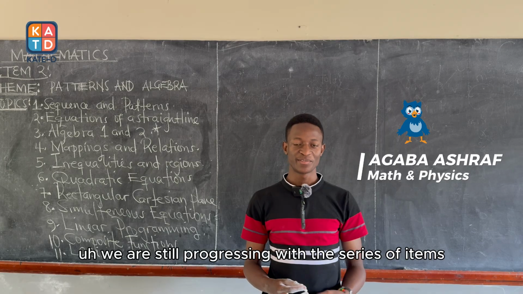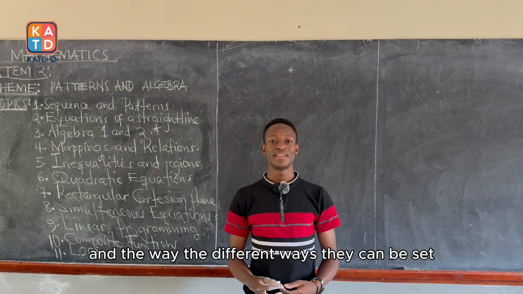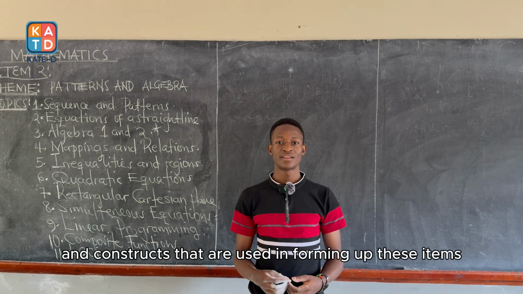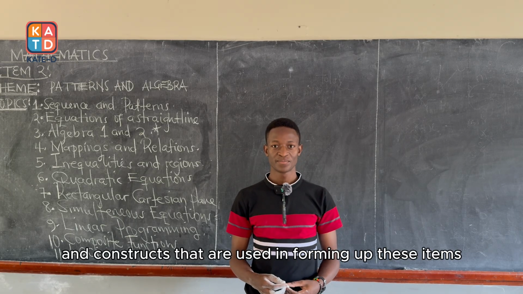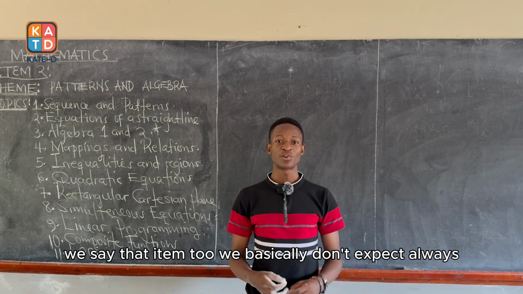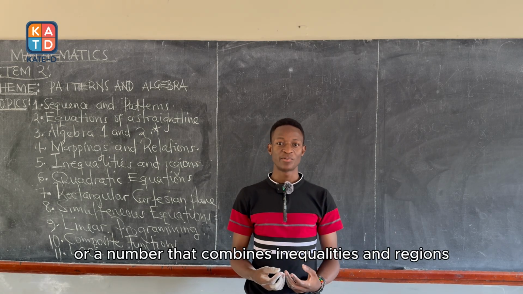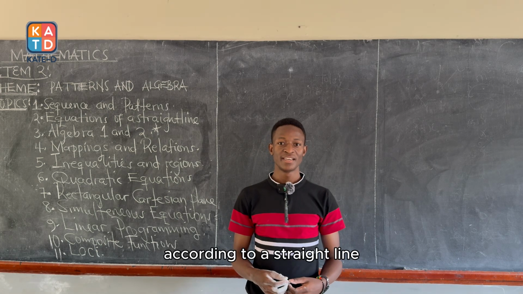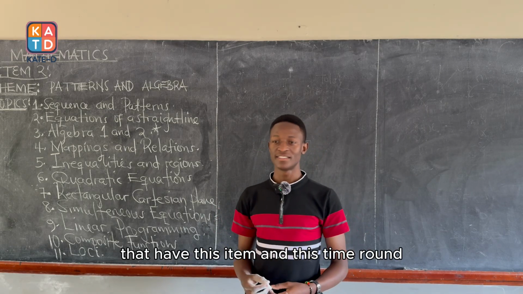We are still progressing with the series of items and the different ways they can be set, and the themes and constructs that are used in forming up these items. We said that item 2, we don't always expect a linear programming number, or a number that combines inequalities and regions, or a number that always combines equations of a straight line. It can be various different topics that have this item.